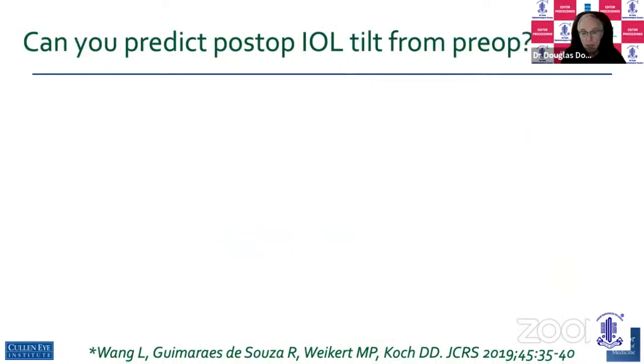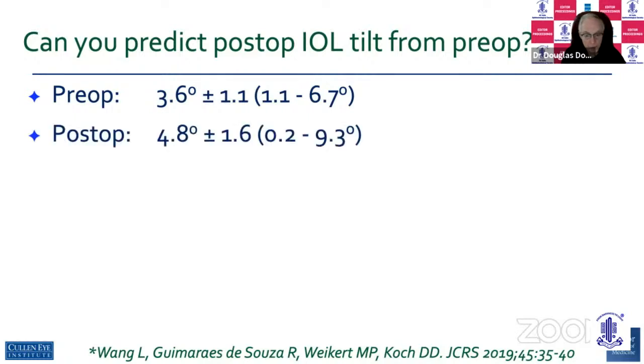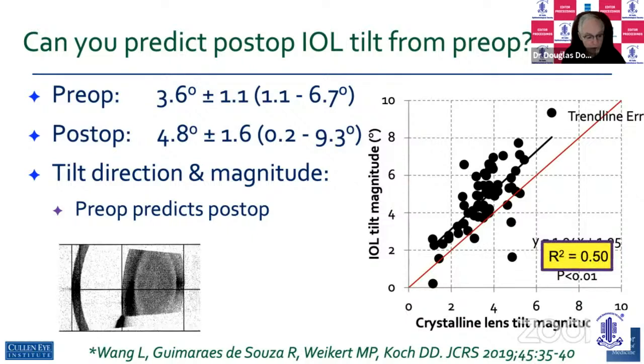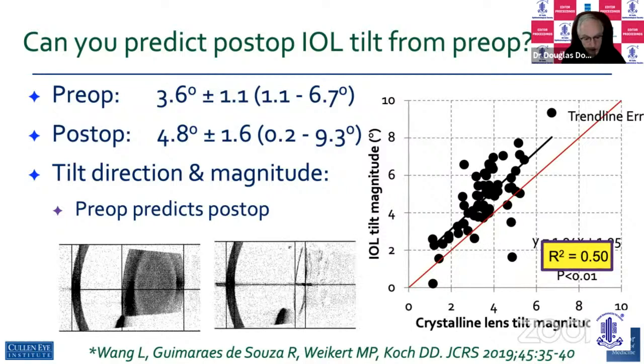So can you predict the IOL tilt from pre-op? In 65 eyes, the pre-op was 3.6 up to 6.7. Post-op in these 65 eyes, 4.8 up to 9.3. This is the magnitude of the crystalline lens and the IOL tilt. The tilt direction and magnitude is predicted by the pre-op crystalline lens tilt. So I think this is really exciting, and it's something we're going to see incorporated into our formulas as we get better. We had a high R-squared of 0.5. And here's one patient, crystalline lens, IOL. You can see the similarity in the tilt.